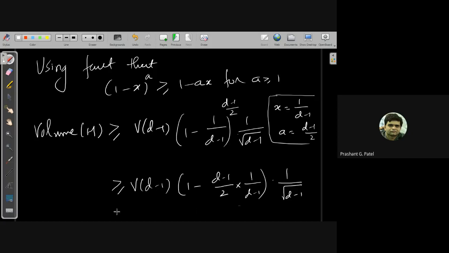So finally, if you simplify this, this will give me V d minus 1 upon 2 into, because this will be left with 1 by 2, 1 minus 1 by 2 gives me 1 by 2, and into square root of d minus 1. So the volume of h is greater than or equal to this quantity.